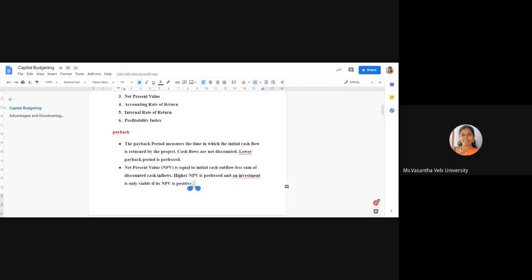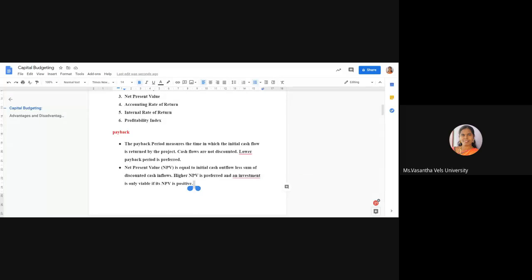The payback period method measures the time in which the initial cash flow is returned by the project. Cash flows are not discounted. Here, cash flows are not discounted means the present value of money will not be calculated. Example, you are getting a cash flow of first year 10,000, second year 5,000, third year 4,000, like that. We will calculate the number of years it will take to get back your investment without discounting the money. So that is called the payback period method.